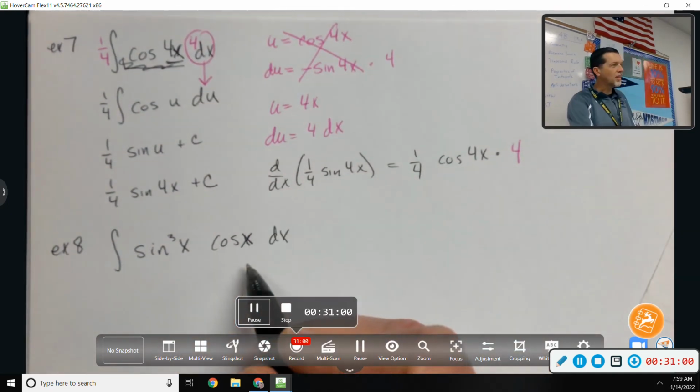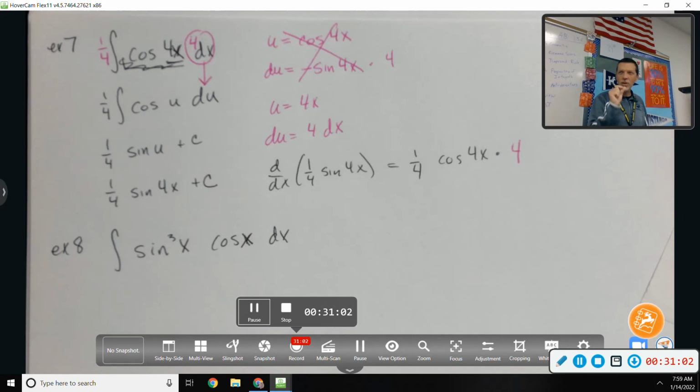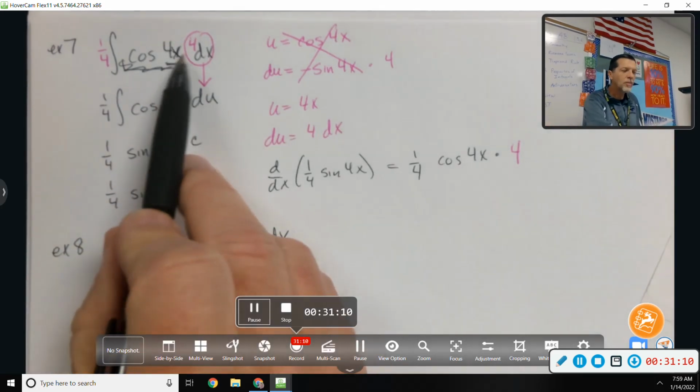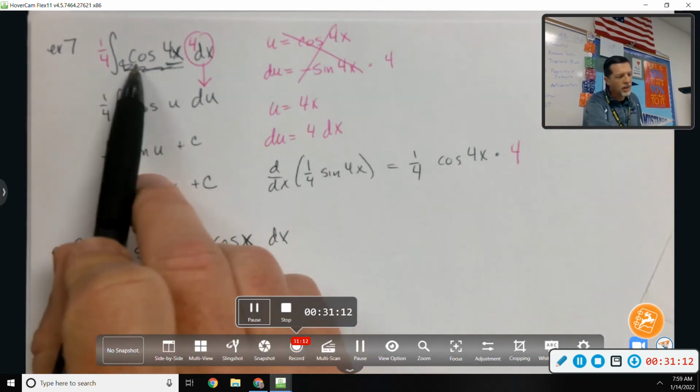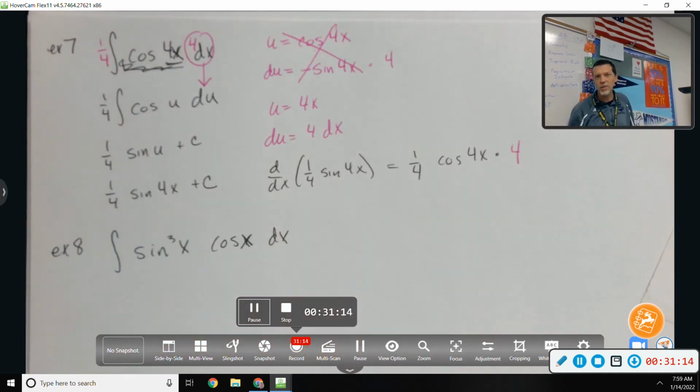I want to pick some part of the integrand so that the derivative of what I pick is another part of the integrand. Like we picked 4x because 4 showed up. We did not pick cosine because there wasn't a sine to show up. Okay, so here are some options.